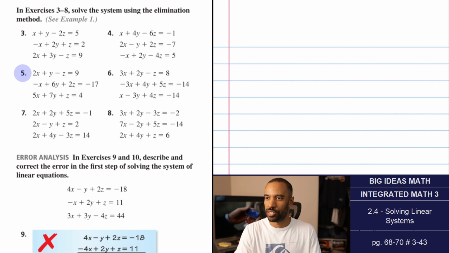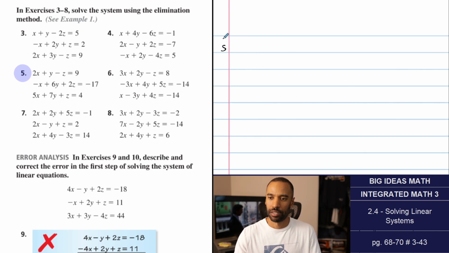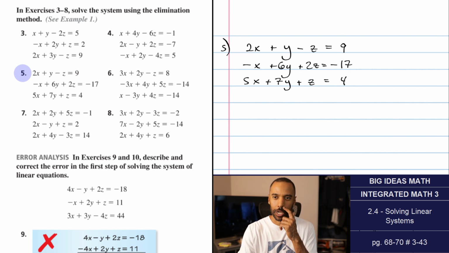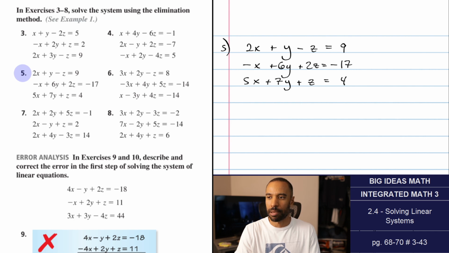2x plus y minus z equals 9. Let's try and eliminate another variable. I think z looks best this time. 2x plus y minus z equals 9. The less work, the better, basically. Negative x plus 6y plus 2z equals negative 17. And 5x plus 7y plus z equals 14. All right, my plan to eliminate z comes more in the form of I don't have to manipulate either equations 1 or 3 to make this thing actually work out the way I want it to. I can just add down those lists and I'll be good.